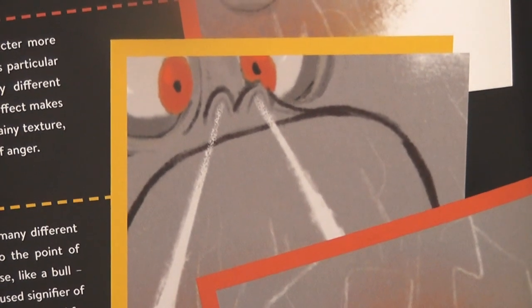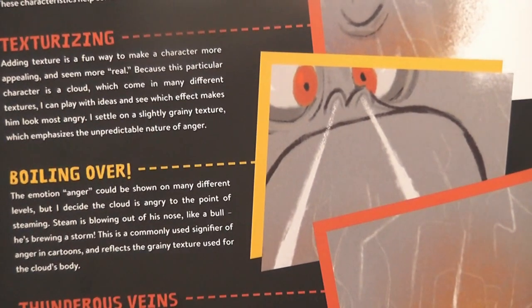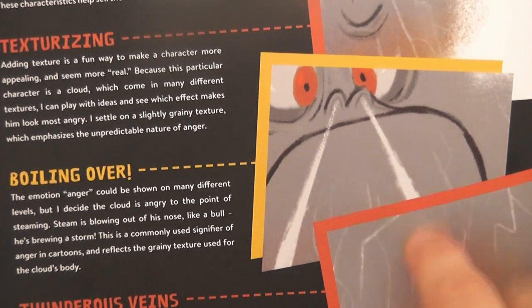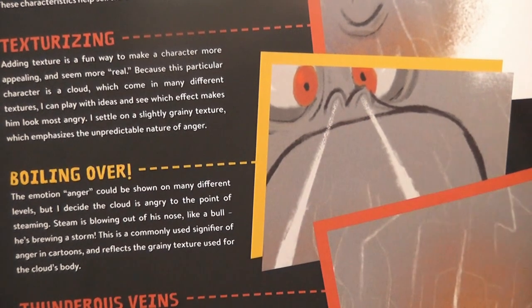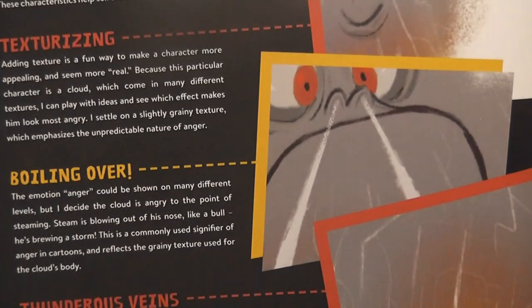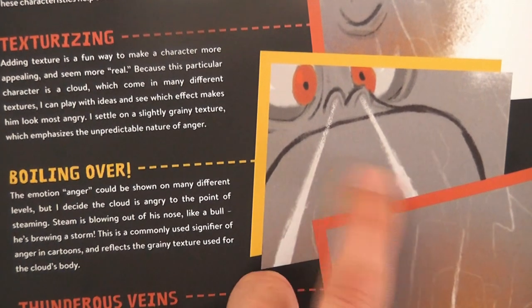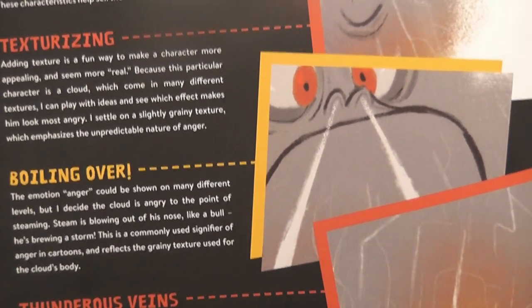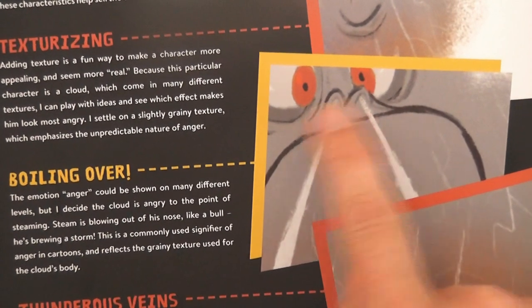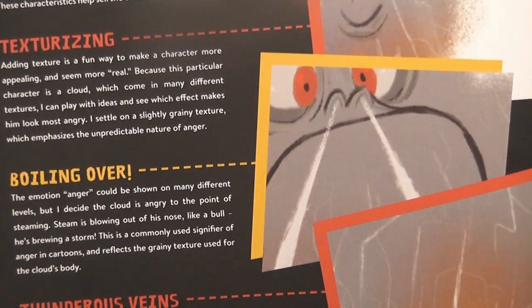The next one, this is cool, this one. So this one here is called Boiling Over. And what we've got here is, it zooms in on the cloud's nose. We've got steam coming out the nose. This is what I said in my initial notes before I read anything. I put, this made me laugh. It still does. Yeah, it makes me laugh. And I've put, this is the humour part for me. So for me, that's where the humour is. The humour is in that action of him blowing steam out his nose.